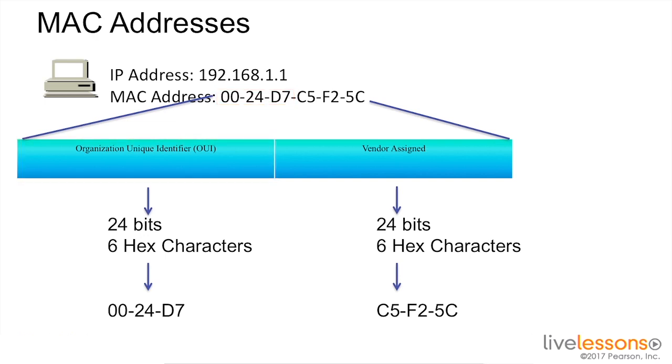The second half, or the second 24 bits, is supposed to be a unique part of the address that is unique to that network card or device attaching to the network. So the first half tells you where it's from, and in combination with the second half, together that address uniquely defines that device on the network.